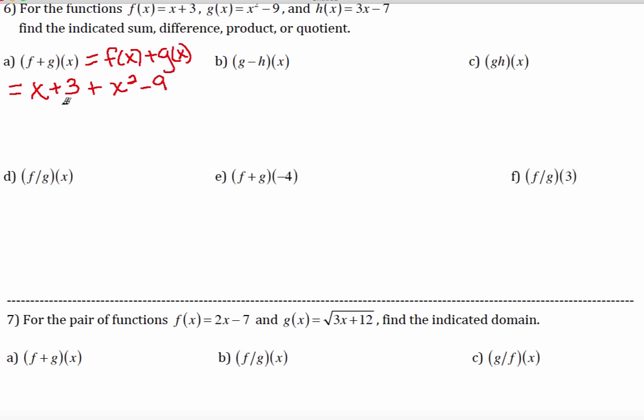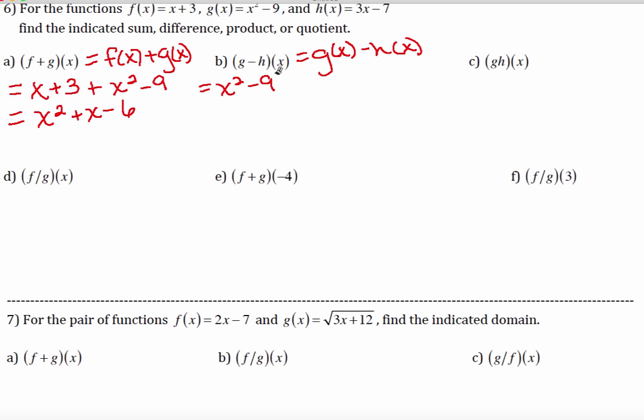So take your f of x function, write it down, put a plus sign, then put your g of x function, and then just combine like terms. This is x squared plus x minus 6, and that is it. Then we are going to do g minus h, which is g of x minus h of x. And my g function is x squared minus 9.